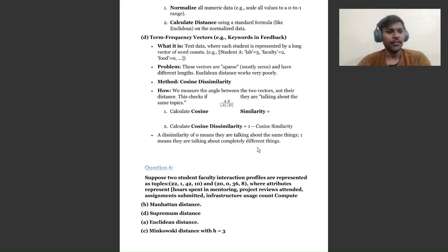So here we compute four distance measures as follows. First one is Euclidean distance. Subtract each pair, square the difference, sum them, and take the square root. This gives the straight line distance. Second one is Manhattan distance. Take the absolute difference of each pair and sum them. This measures the total blockwise distance. Third one is Minkowski distance with h equals 3. Raise each absolute distance to the power of 3, sum them, and take the cube root.